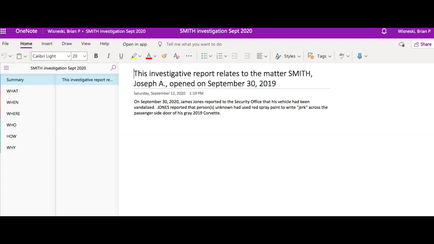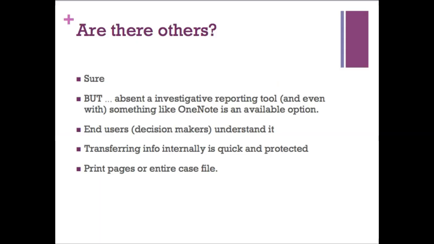And there's more reasons than just the ease and the intuitive nature that it has for investigative work. So I'm going on sounding like a commercial for OneNote, but there are others, right? But if you don't have one, OneNote's an available option that end users understand. Many people in a business setting are using programs like OneNote, which is probably the most popular of this type of note-taking program.